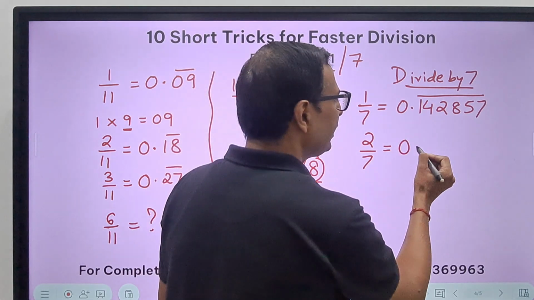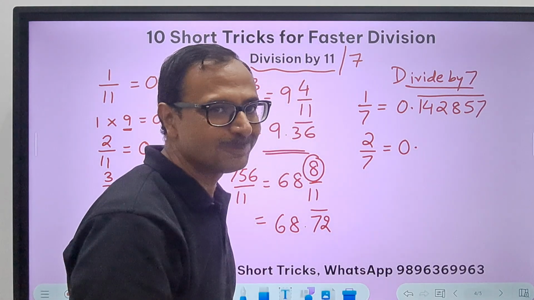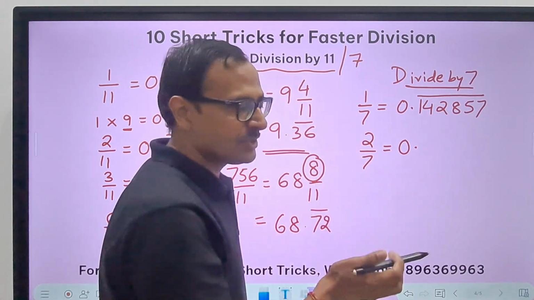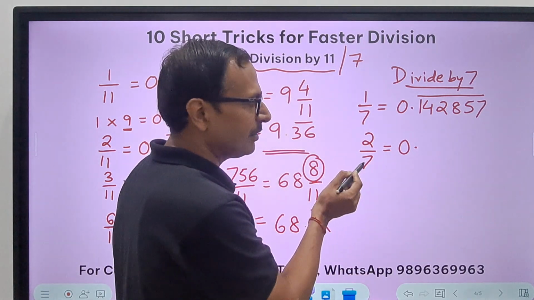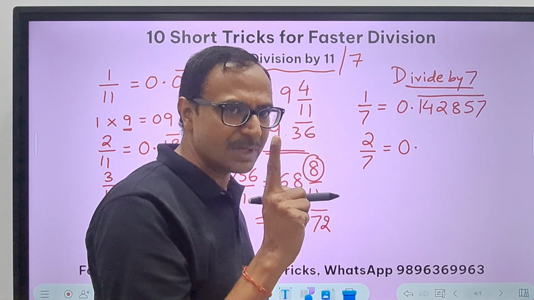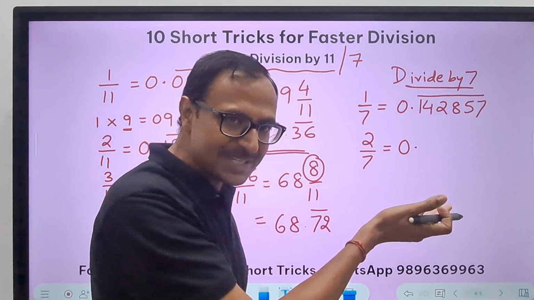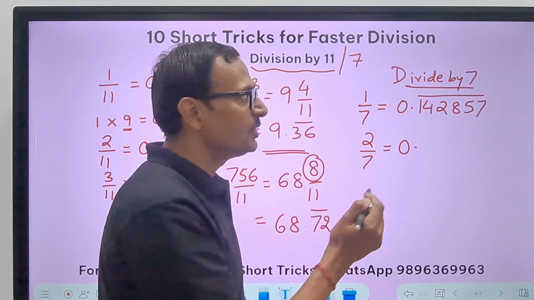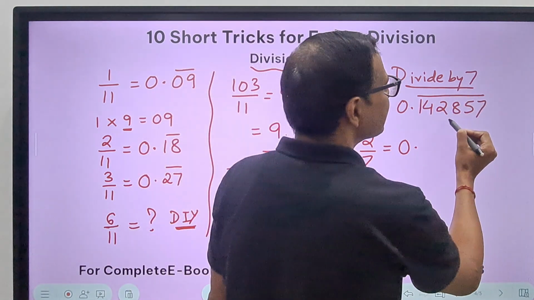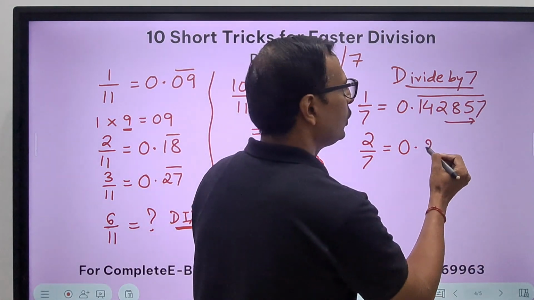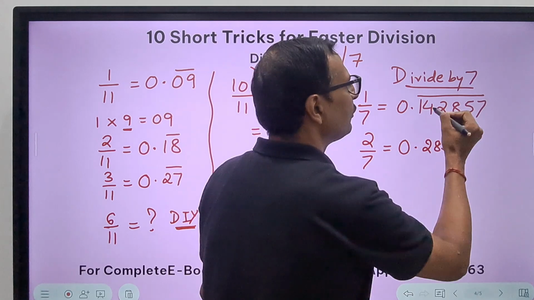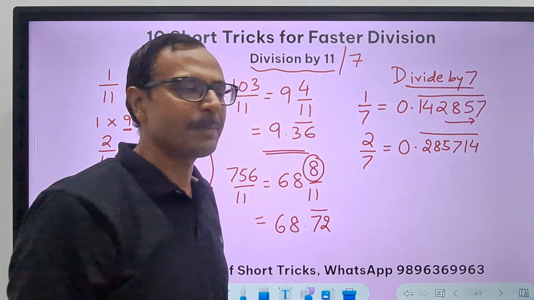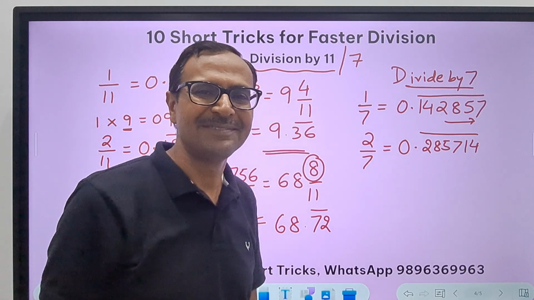Now the interesting thing is what happens in 2 upon 7. Obviously it will be 0 point, and see the wonder now. If I start normal division, 20 divided by 7 will give me the first digit after decimal, as 7 2s are 14, 2, right? So in this 1 by 7, I'll start with 2, 2, 8, 5, 7, and then come back to 1, 4. And this will be my non-terminating decimal representation of 2 by 7.